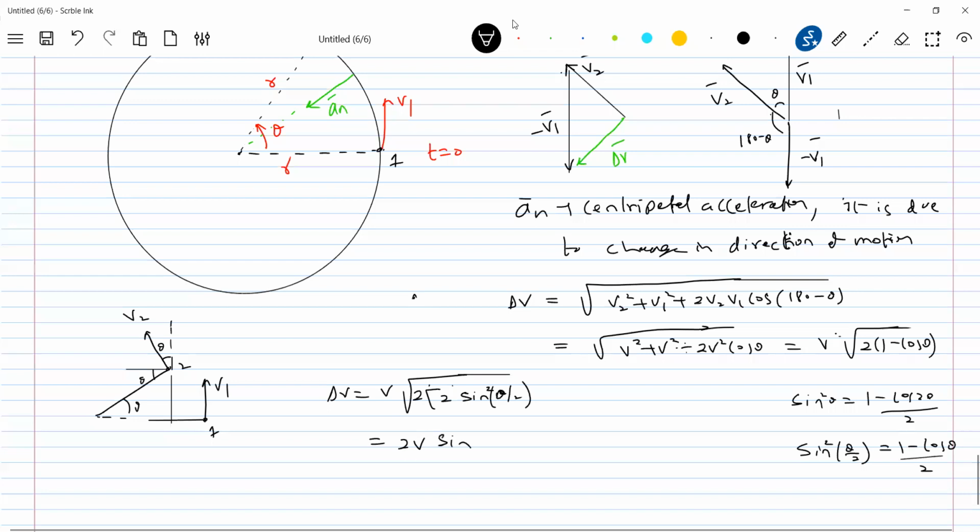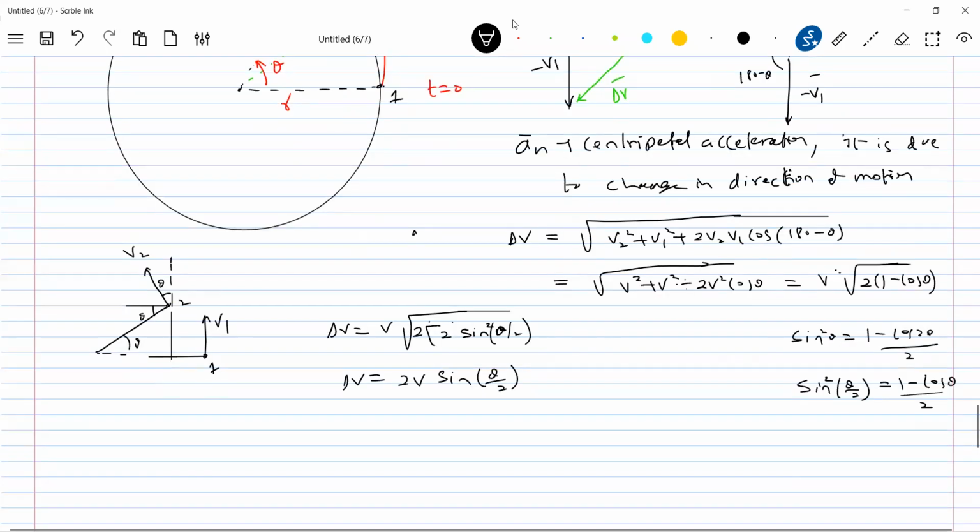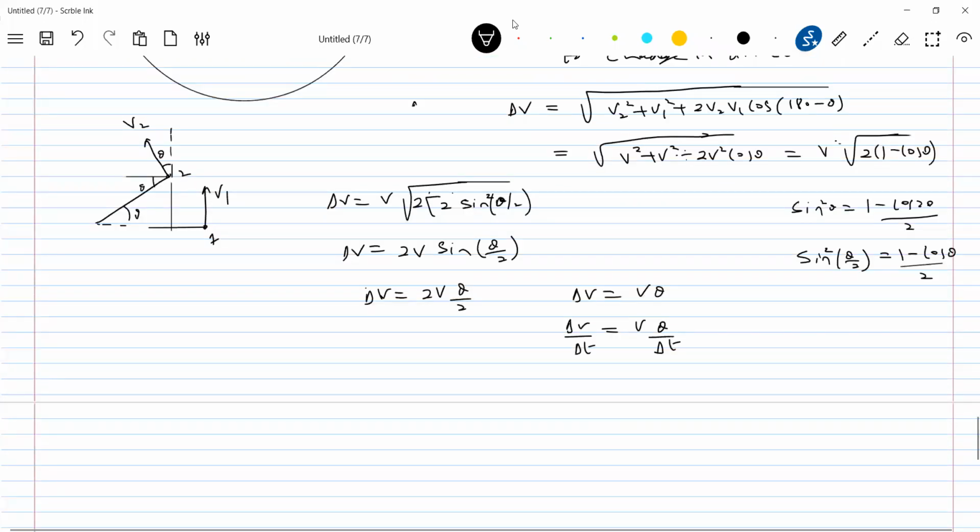2V sine theta by 2. Theta is very small, so sine theta by 2 will become theta by 2. Delta V should be equal to 2V theta by 2. The 2 gets cancelled. So what we end up with is delta V is equal to V theta. Theta is the angle. So now I'll put delta V by delta t. So V theta by delta t.